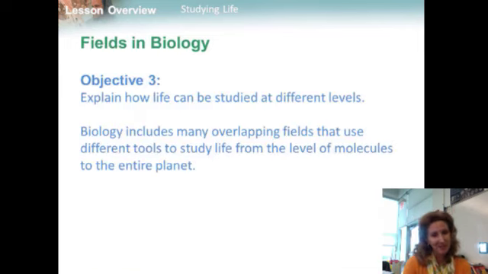The next objective is to be able to explain how life can be studied at different levels. Biology includes many overlapping fields that use different tools to study life from the level of molecules to the entire planet. So let's look at these fields a little more closely.